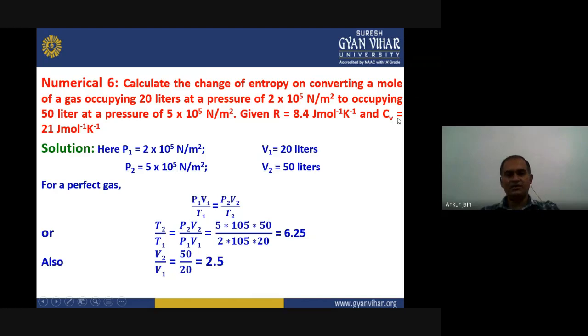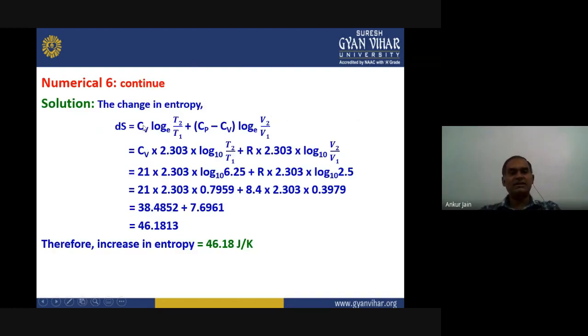Now we have the values of T2 upon T1 and V2 upon V1. We already have the values of Cv and R. Now we can put in the formula which connects entropy with the temperature and volume terms. So here you can see the change in entropy can be written as Cv log T2 upon T1 plus Cp minus Cv into log V2 upon V1. Now since these are on the base e, we need to convert them into base 10. It will change to Cv into 2.303 into log base 10 T2 upon T1, plus similarly like this. Now we are putting in the values of T2 upon T1, which was already calculated on the last page, and V2 upon V1, already given as 2.5, right?